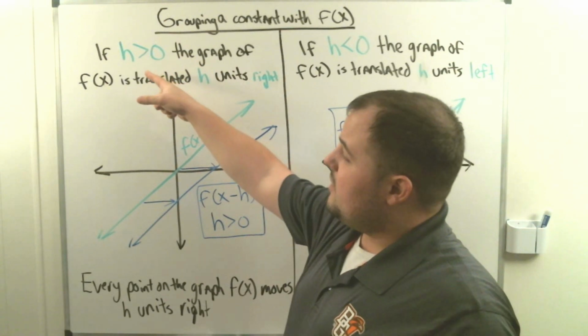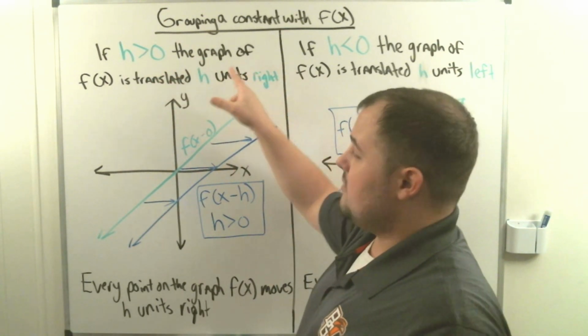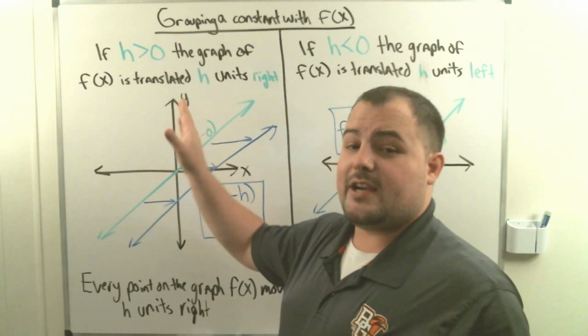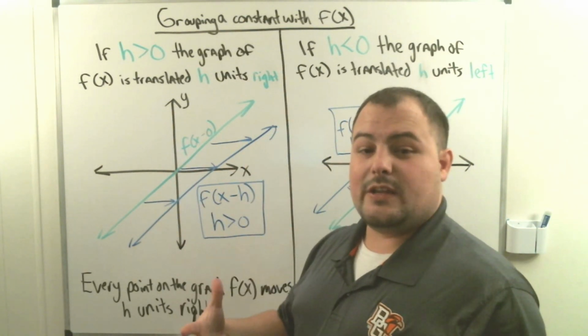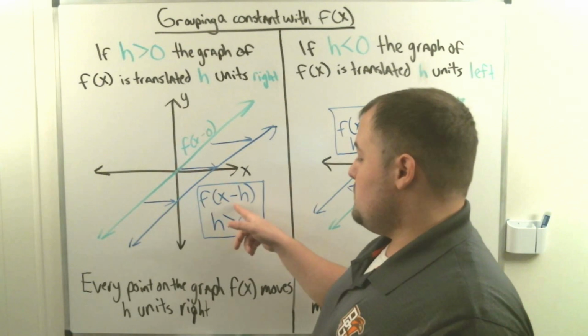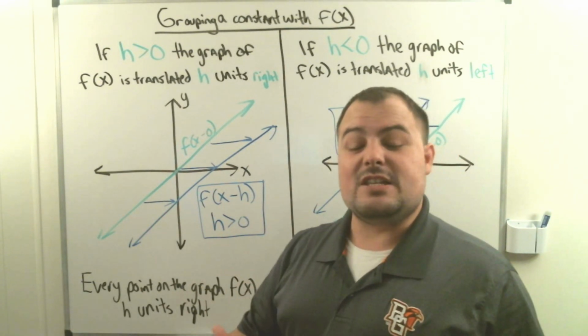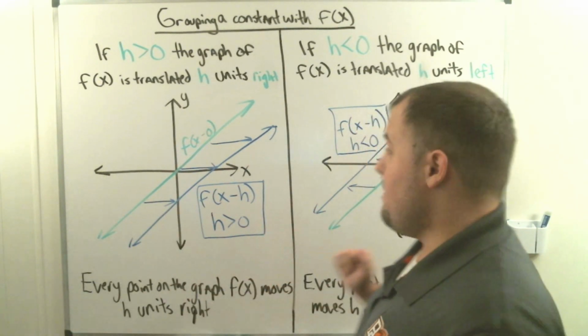And if that number inside parentheses is bigger than 0, then the graph of f of x is going to translate to the right by whatever number is inside there. So if it says x minus a number that's bigger than 0, the graph moves right.